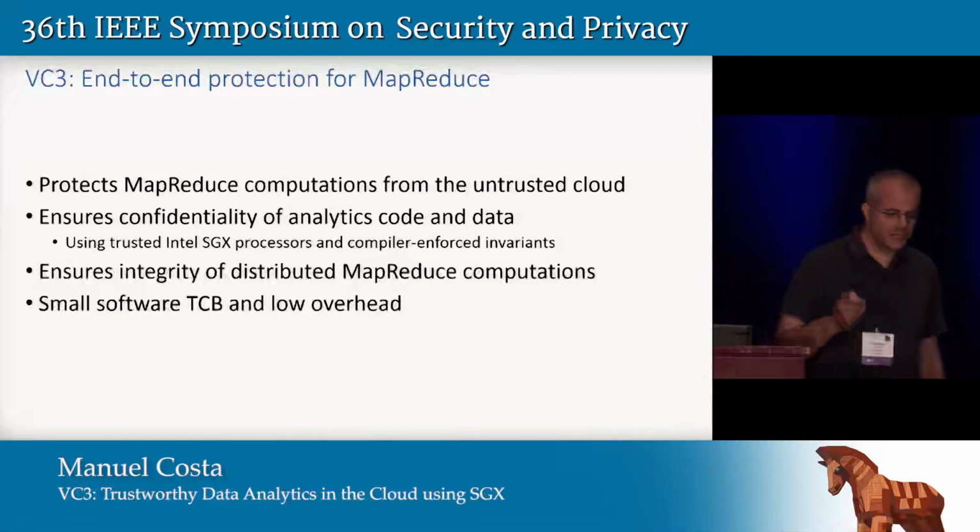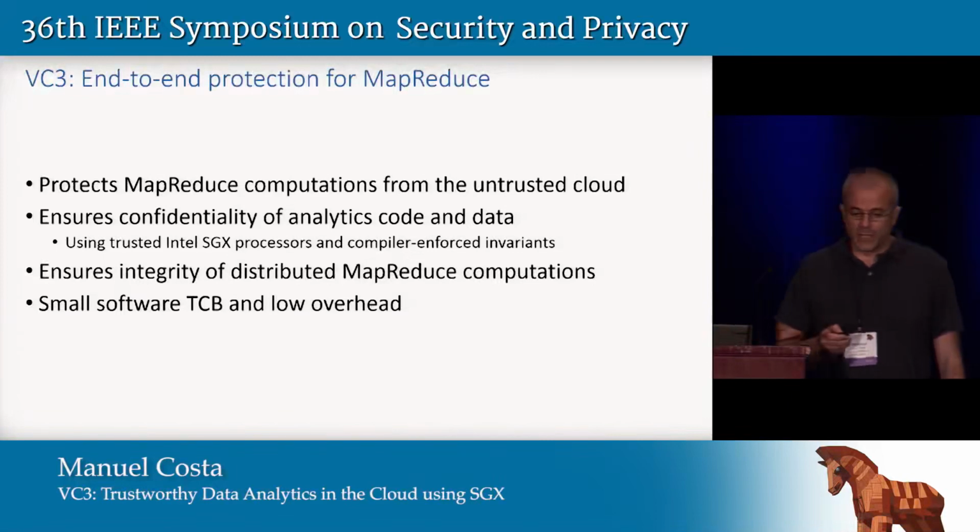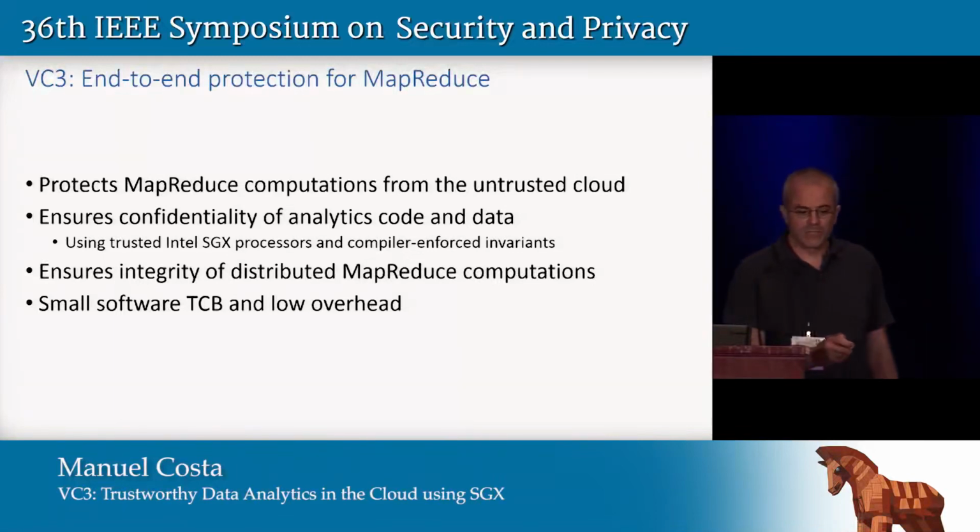So in VC3, we are addressing this problem for MapReduce computations. VC3 protects MapReduce computations from the untrusted cloud. It ensures confidentiality of analytics code and data, and we use trusted SGX processors and compiler-enforced invariants to achieve this. We also ensure integrity of distributed MapReduce computations, and we do this with a small software TCB and low overhead.